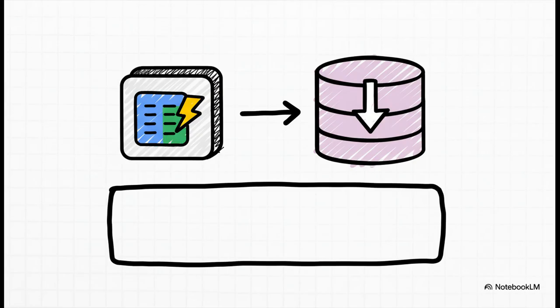So the first Lego block in our set is what n8n calls a node. A node is just a single action or a single trigger. For example, a trigger node might be watch for a new row in a Google Sheet. And an action node could be something like send a message in Slack. Each app you connect has its own unique set of these little command blocks.